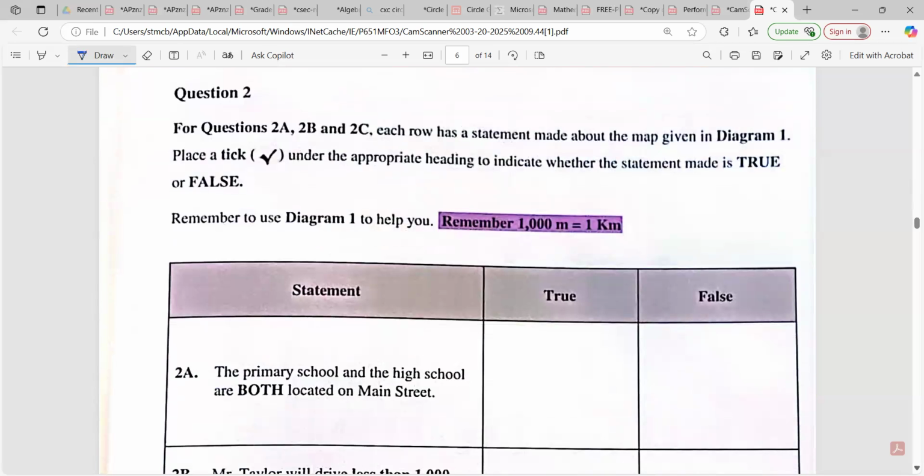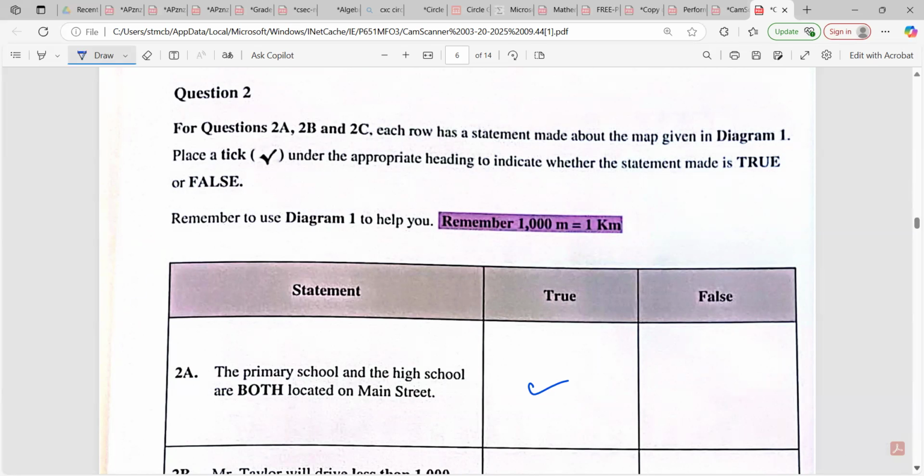For questions 2A and 2B, each row has a statement about the map given in the diagram, and you choose the appropriate heading to indicate whether the statement is true or false. The primary school and high school are both located on Main Street. I tried to remember if that was true or false. That was true, yeah.